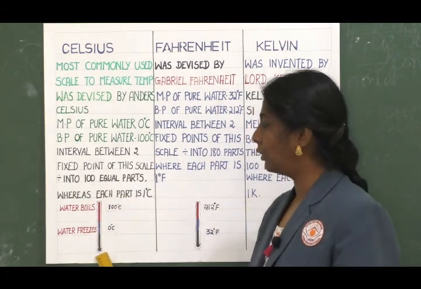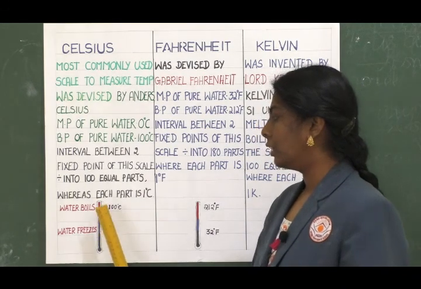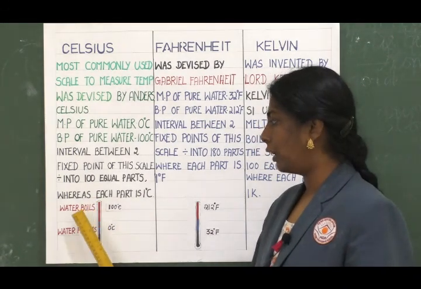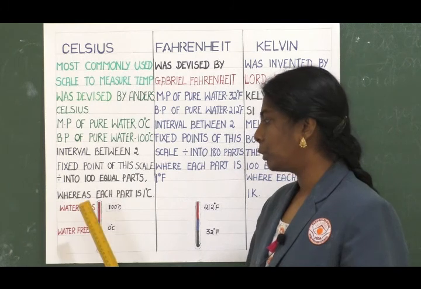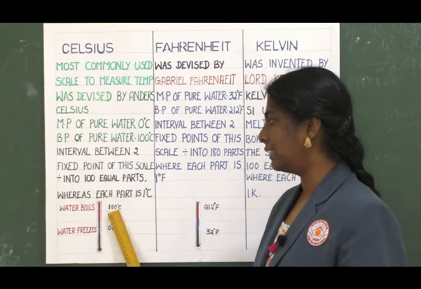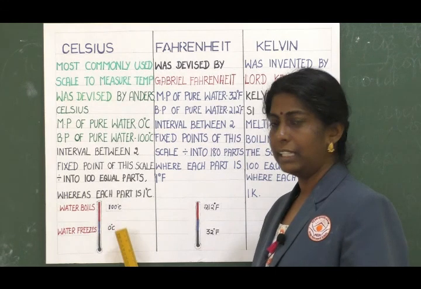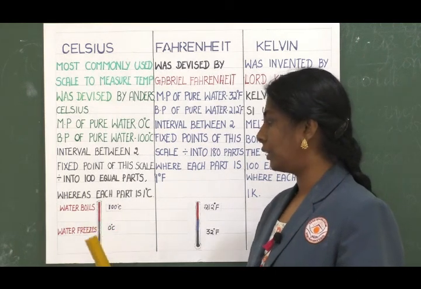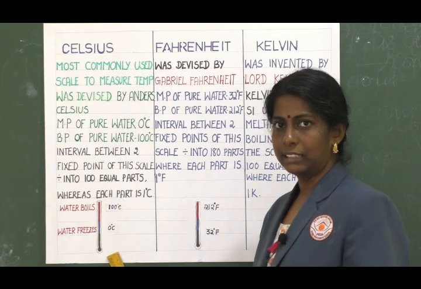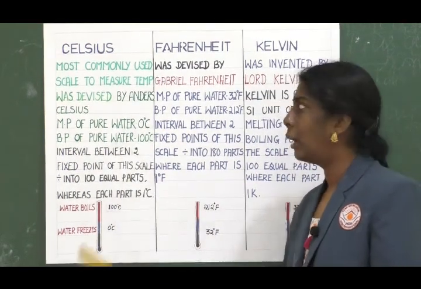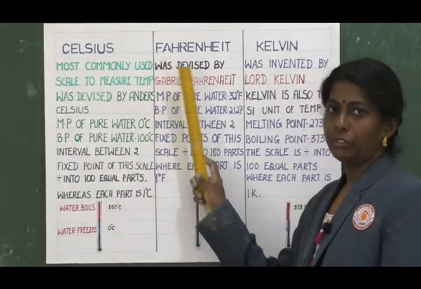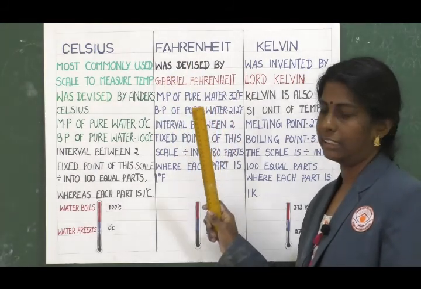Children, you can have a look at the Celsius scale. Here 2 points are shown, that is boiling point and melting point. The boiling point of water is 100 degrees Celsius and the freezing point, or melting point, of water is 0 degrees Celsius. Clear?